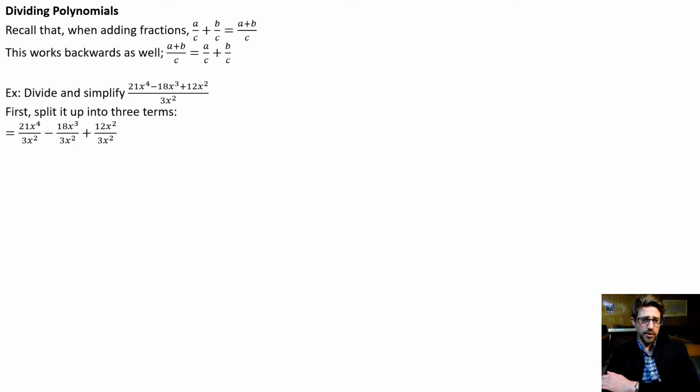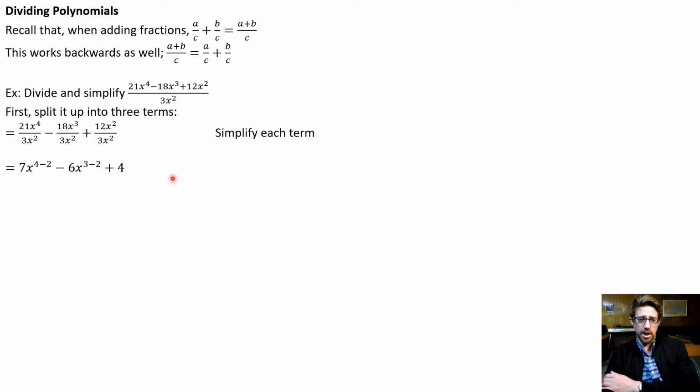So 21 over 3 is 7. So just go term by term. So it's 7, and then the quotient rule for exponents says it's 4 minus 2. And then it's 3 minus 2, 18 over 3 is 6. And then these x squareds do just completely divide out, or you can say 2 minus 2 is 0, so it's x to the 0. And then the 12 and the 3 simplify to just a 4.